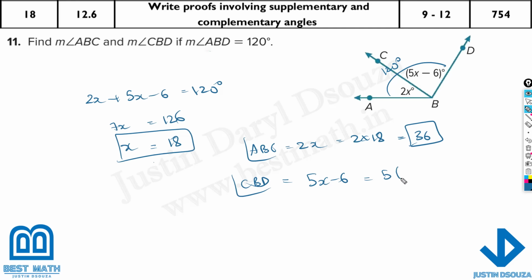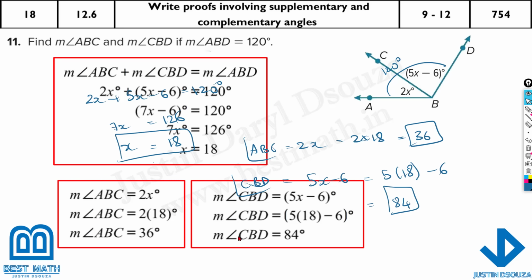So here we have 5 times 18 minus 6. Now how can you do a mental math over here? 18 times 10 is 180. Half of that is 18 times 5, so that's 90. 90 minus 6 is 84. So here we go. The answers are 80, 36 and 84.